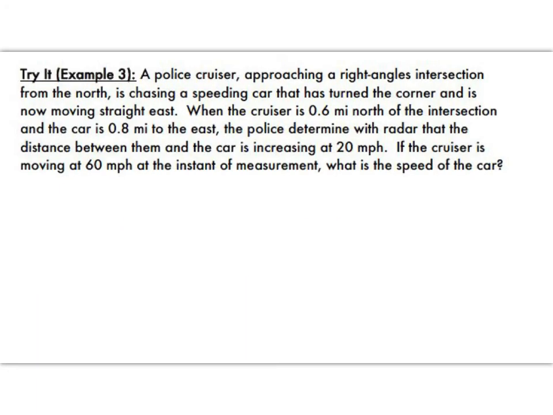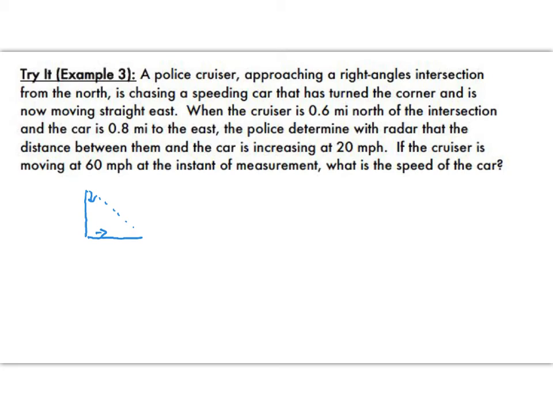Now we've got a police cruiser who's approaching a right angle intersection from the north, and is chasing a speeding car that has turned the corner and is now moving straight east. Okay, so from the north, this police cruiser is coming this way, and going this way is the pursuit car. So we've got one car moving this way and one car moving that way. And once again, it looks like we could probably come up with a Pythagorean theorem equation. Okay, so let's read through and see what it says.